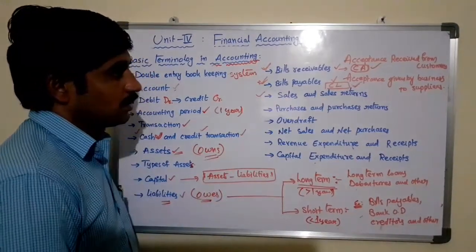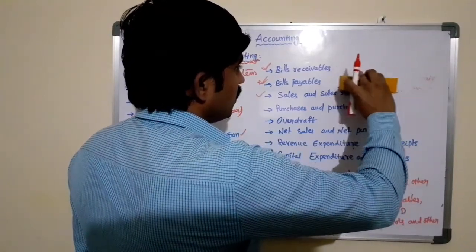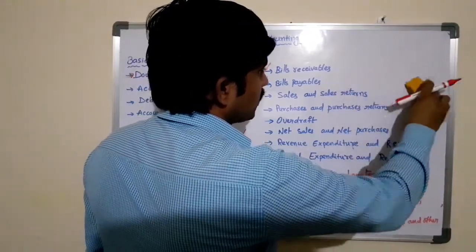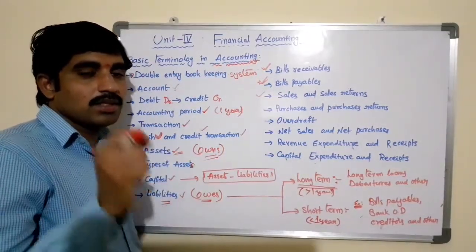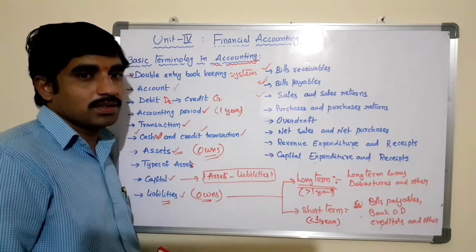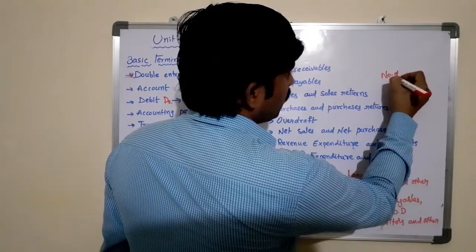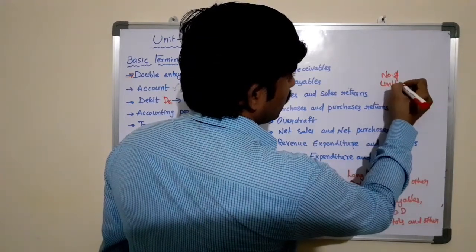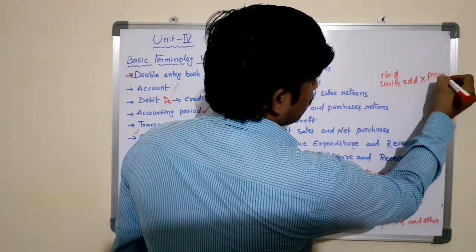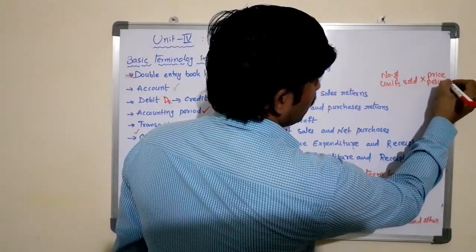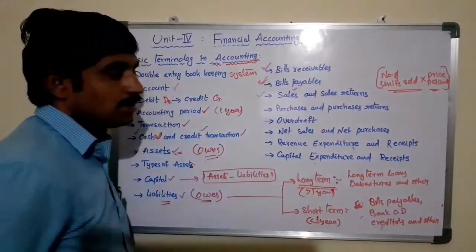Sales and sales returns. Here, sales means the total sales proceeds of the business for a particular or specified period. Sales means the total sales proceeds in the business. Sales value means the number of units sold multiplied by the price per unit. So the product of these two variables is known as sales.